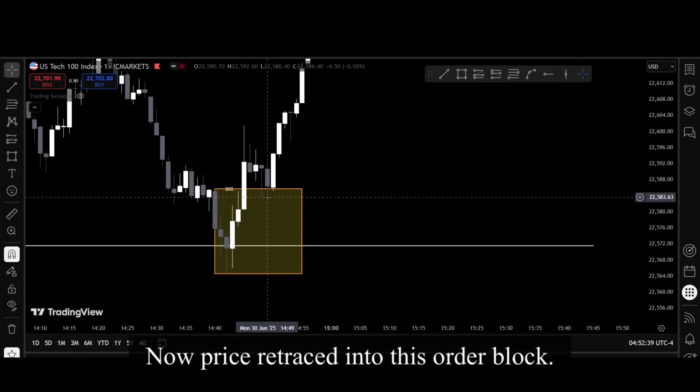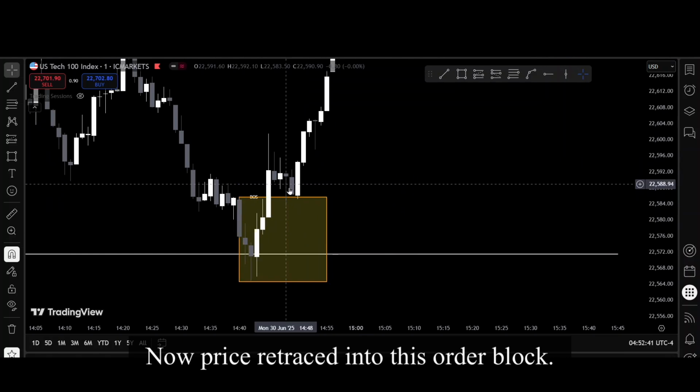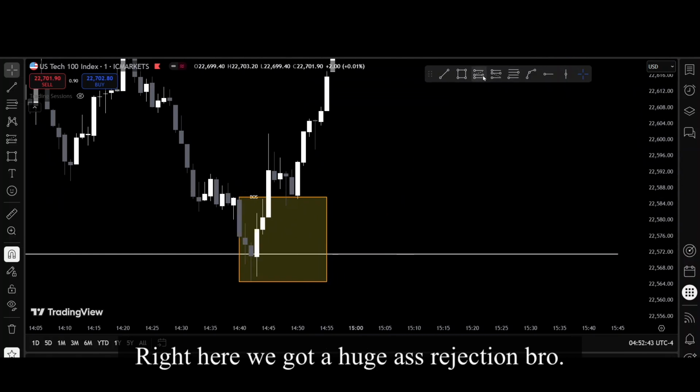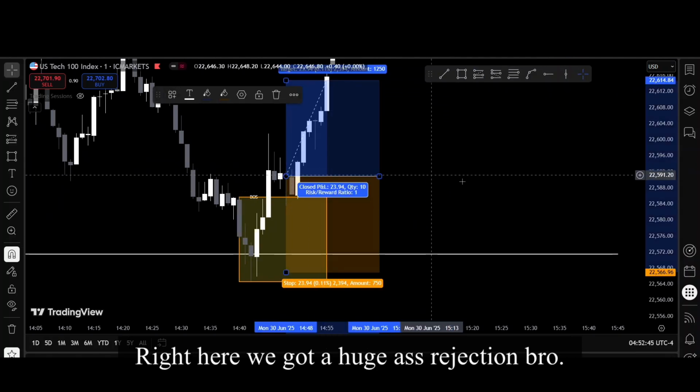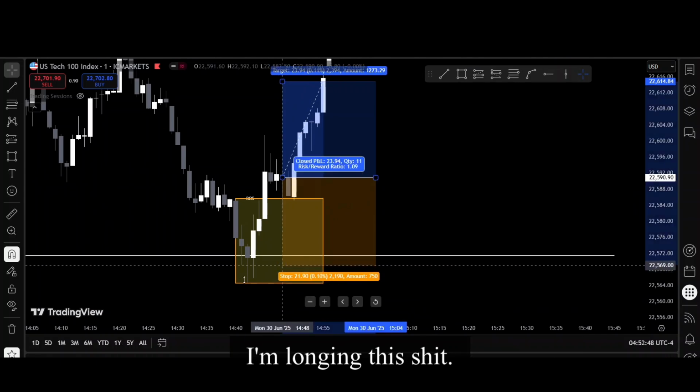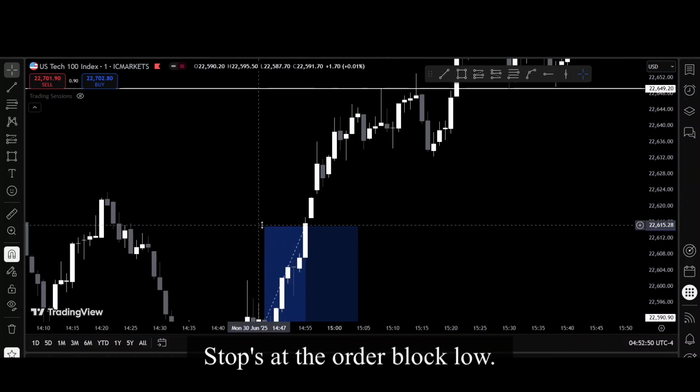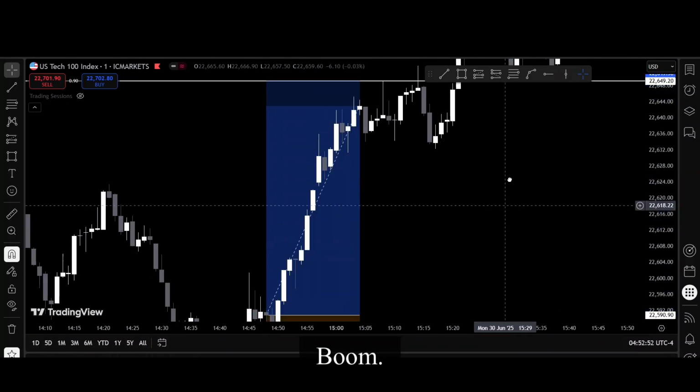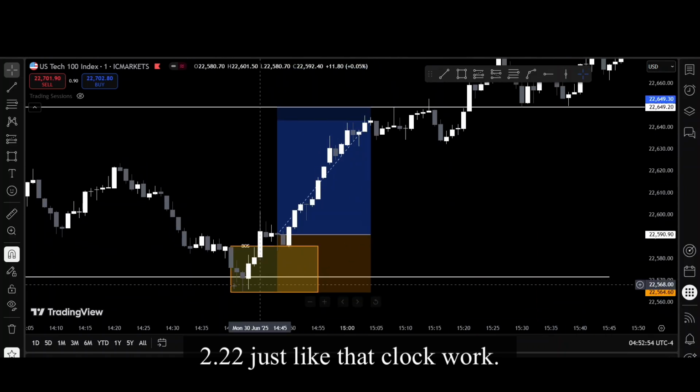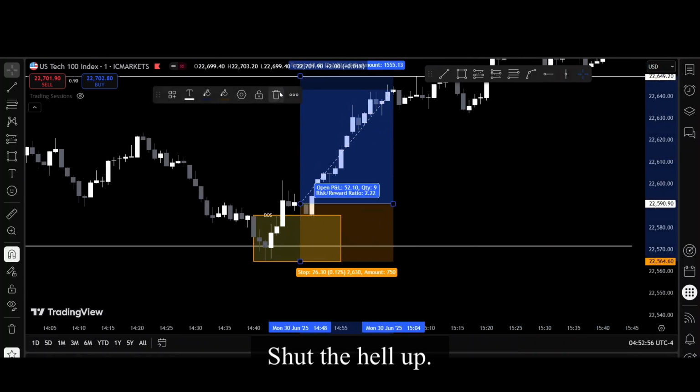Alright, we got another block, these 3 candles. Now, price retraced into this order block. Right here, we got a huge rejection. I'm longing this. Stops at the order block low. Boom. 2.22, just like that. Clockwork.